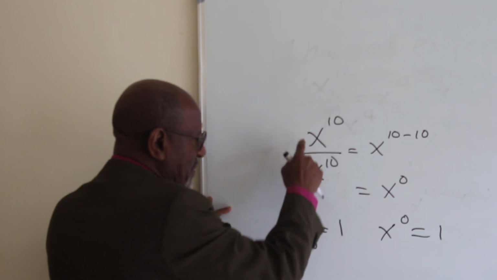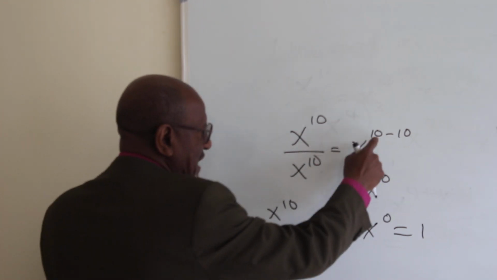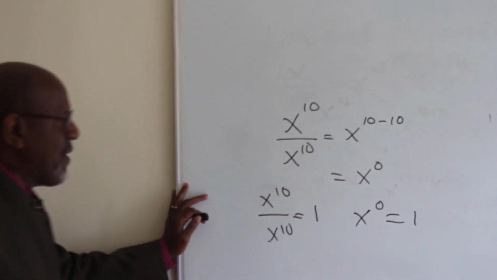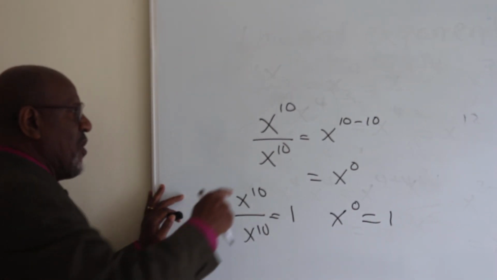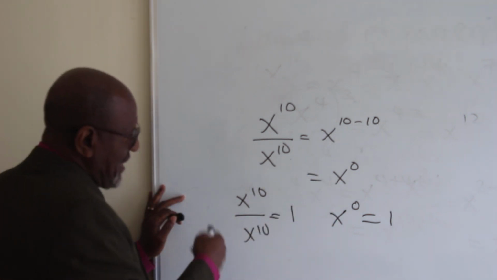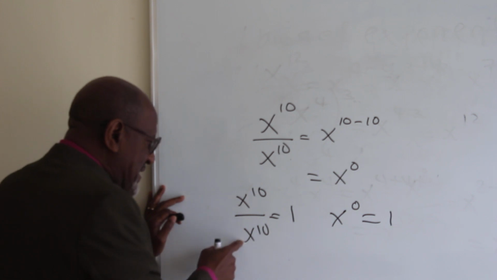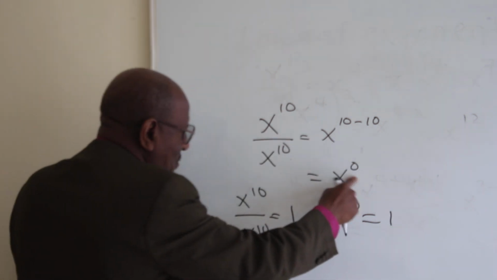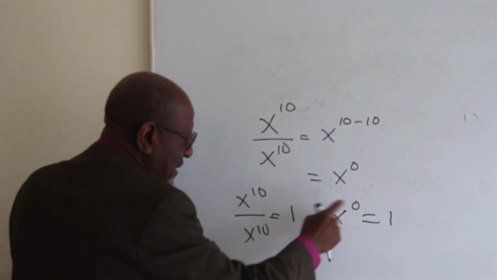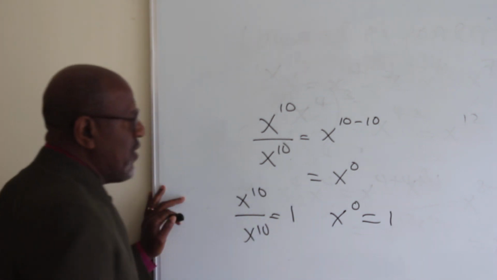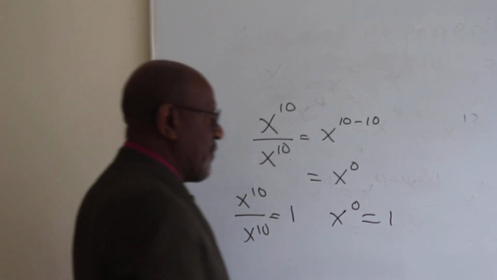Like x to the 10 divided by x to the 10 is x to the 10 minus 10, because of our second rule: terms of the same base, when divided, we subtract the exponents. So we have x to the 0. But we can do it differently. We can say a number divided by itself is 1. So if this result gives x to the 0, and the same result gives 1, then x to the 0 must be equal to 1.